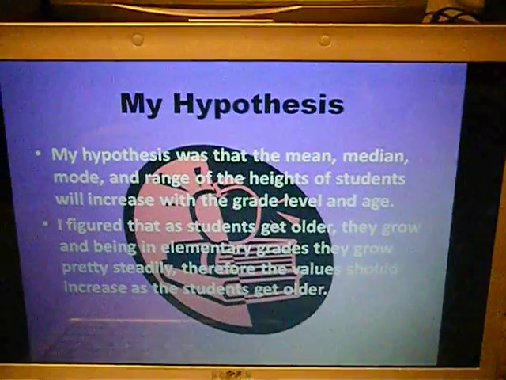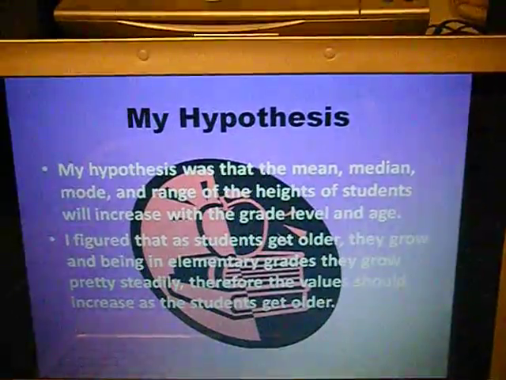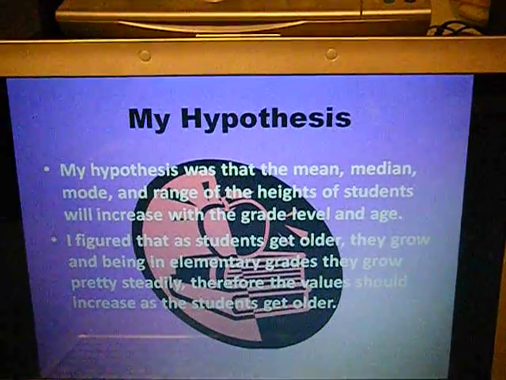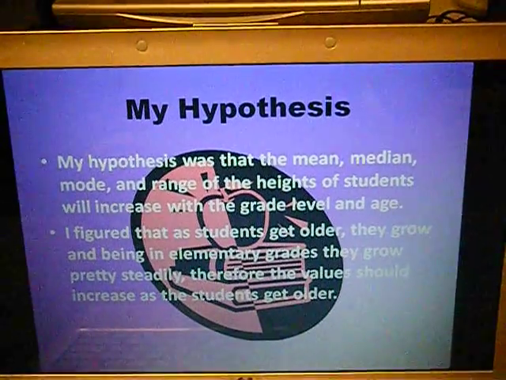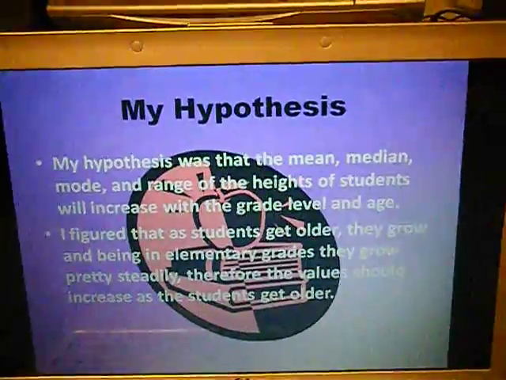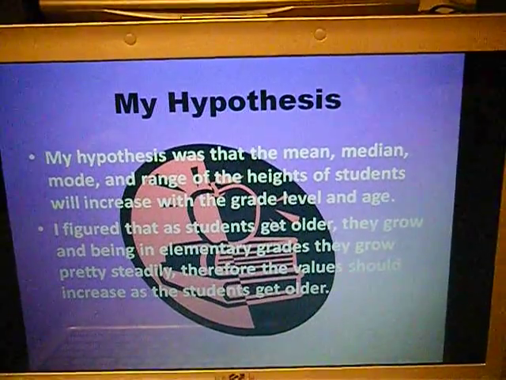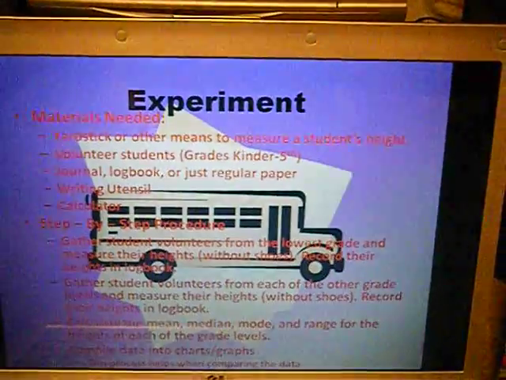My hypothesis was that the mean, median, mode, and range of the heights of students will increase with grade level and age. I figured that as a student got older, they'd grow, and also being in elementary grades, they grow pretty steadily. Therefore, the values should increase as the students get older, or at least that's what I figured.